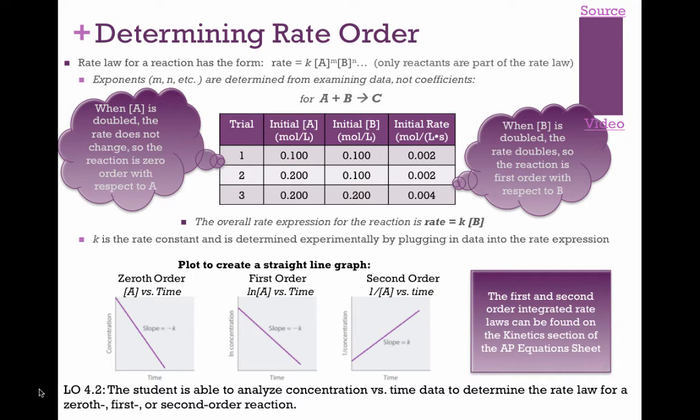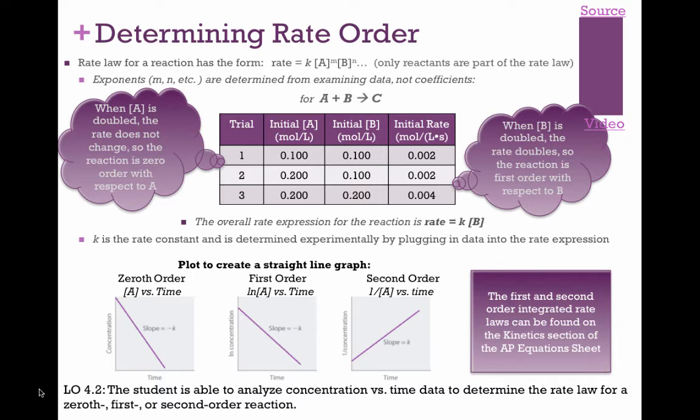So, determining rate order. We talked about this a little in class as well today. Rate law has the form rate equals k times the concentration of A times B, times however many reactants there are. Products are not included in the rate law. And your exponents are from the data, not from coefficients. So you look at a table like this. This is what we did third period when I couldn't do math. This is more like the data table that you would see. Math is already done for me.